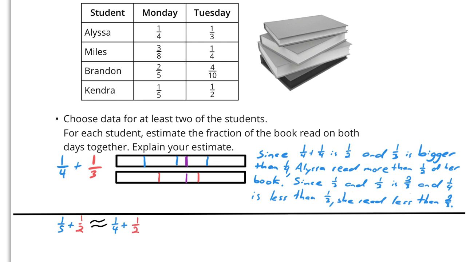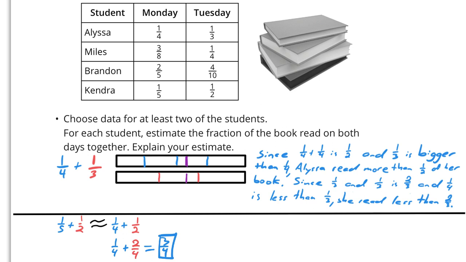And the reason I want to do that is because I want to use benchmarks that I'm most familiar with and that are the most compatible. And we already discussed in this question how 1/4 and 1/4 is 2/4, which is a half. So we can say that this is exactly the same. 1/4 and 1/2 is exactly the same as 1/4 plus 2/4. And when we do that, we can say that that's 3/4.